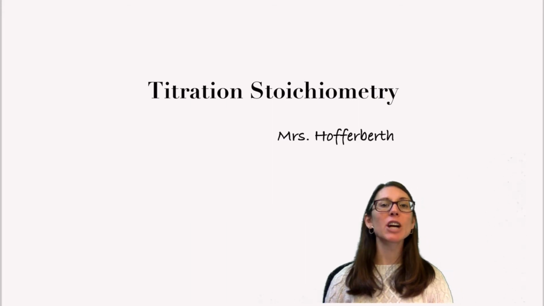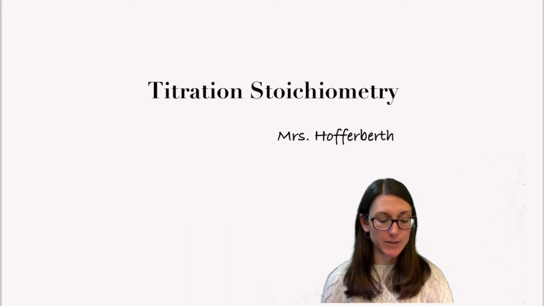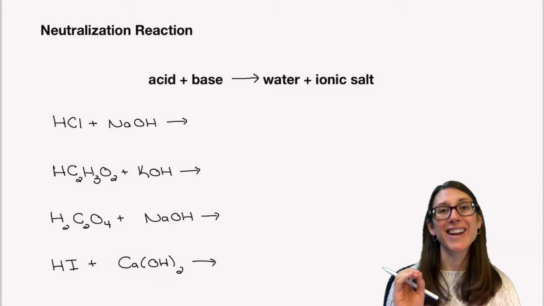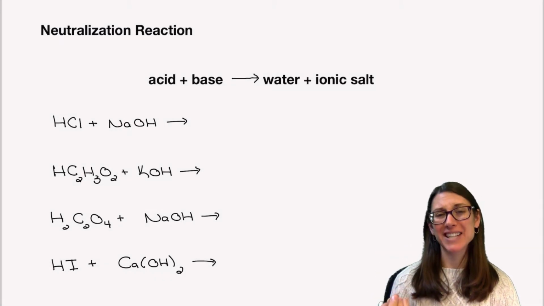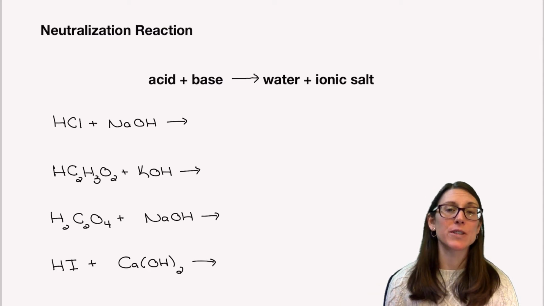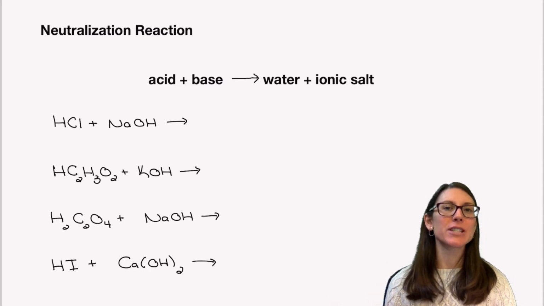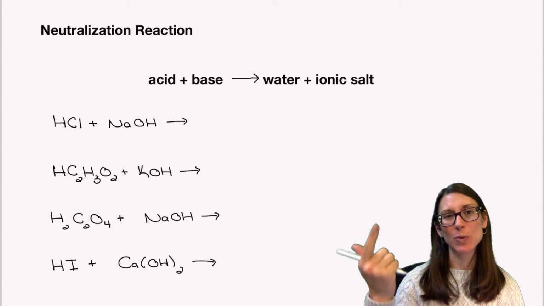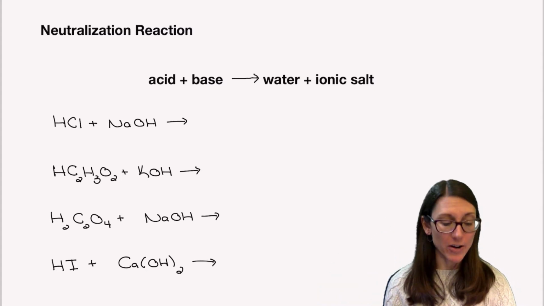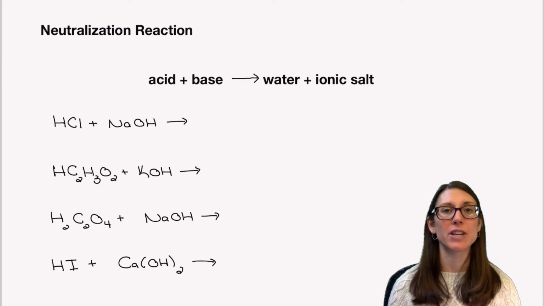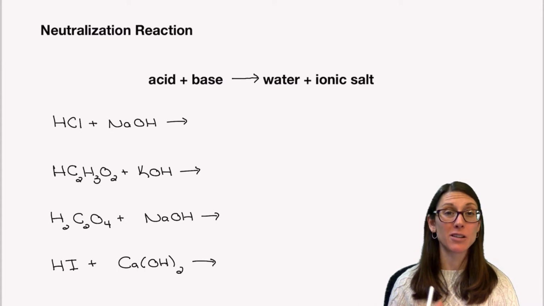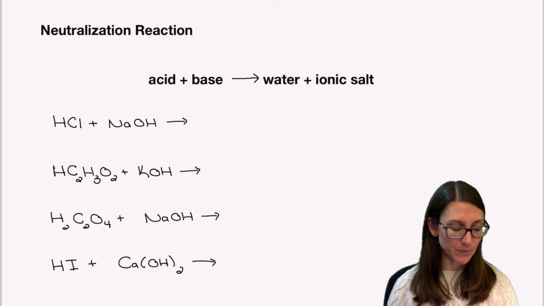Hey folks, let's talk about the stoichiometry of titrations. We're focusing on acid-base titrations here today, and so at the core of acid-base titrations is a neutralization reaction. A neutralization reaction is when you react an acid with a base and you end up making water and an ionic salt. So first, let's just take a look at how you write these neutralization reactions, because from there, we can actually do the stoichiometry.